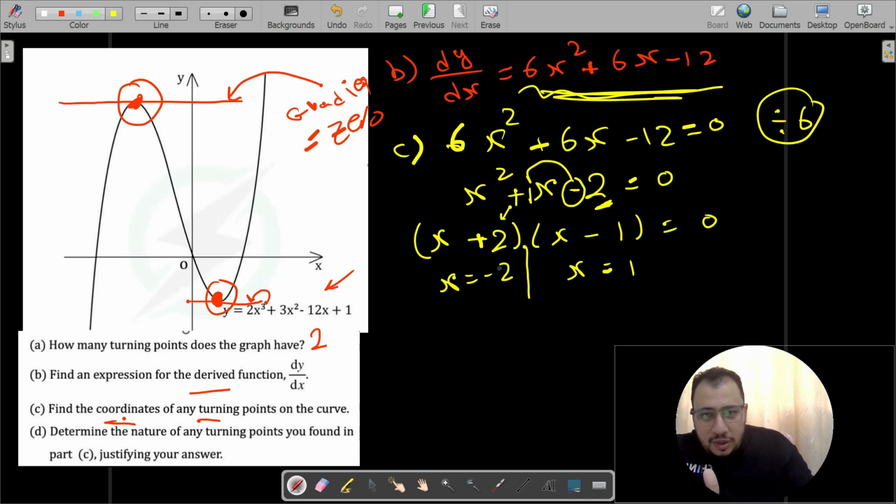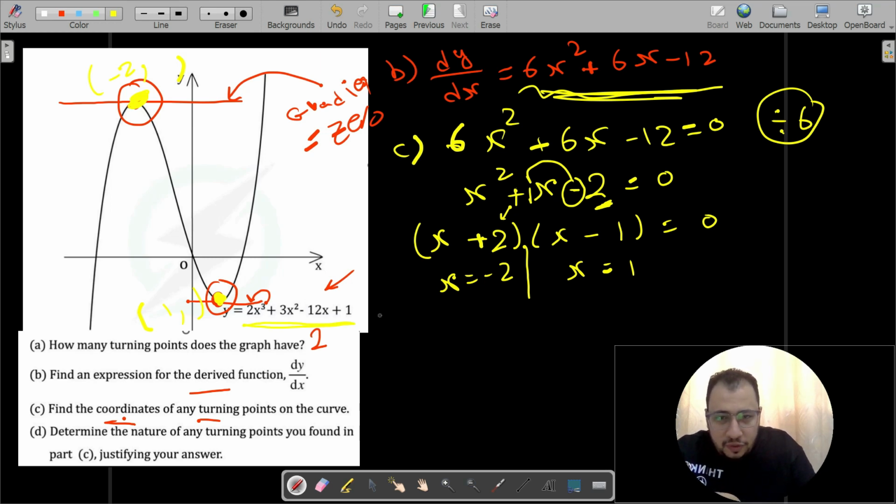Obviously, this point here has x equal negative 2 and we need to get the value of y, and this point here has x equal 1 and we need to get the value of y. How can we get the value of y in any of them? We will substitute in the original function, not in the derived function. Where is that original function? Over here.